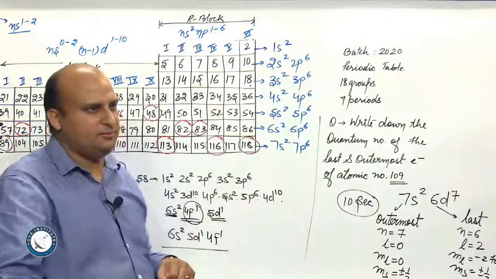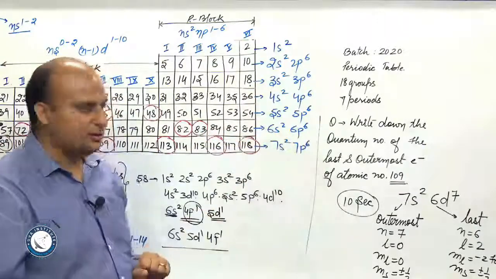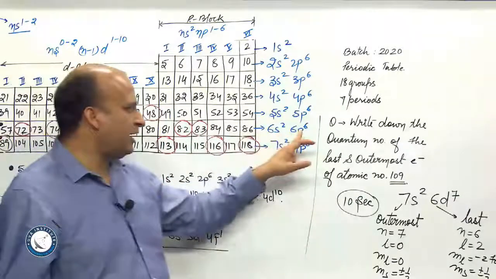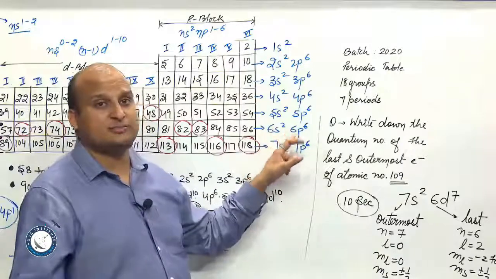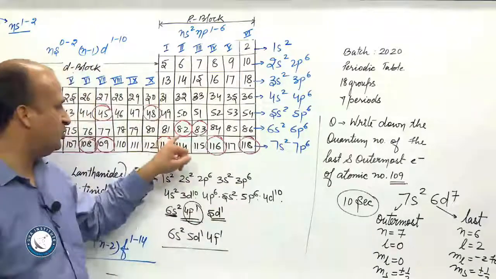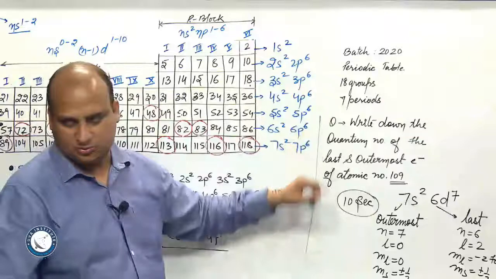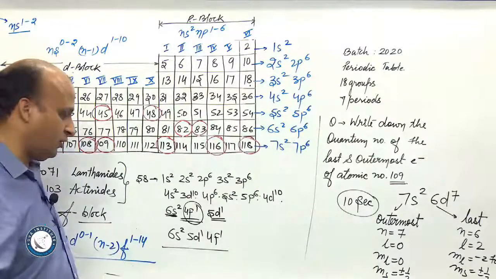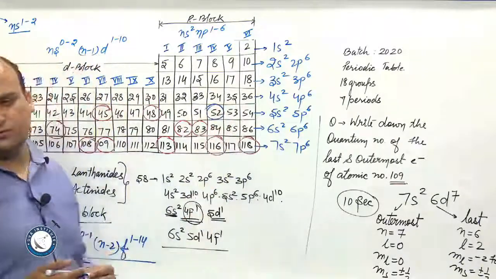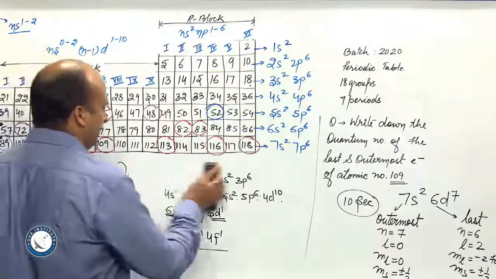Let's take another example. You asked me 83. 86 is 6s2 6p6. To get 83, I have to subtract 3. So subtract 3 from here. So it will be 6s2 6p3. Now tell me, clear? 82, you have to subtract 4. So 6s2 6p2. Now you have to tell me the configuration of 52. Tell me what will be the configuration of 52. So all of you have got it. Now the second trick.